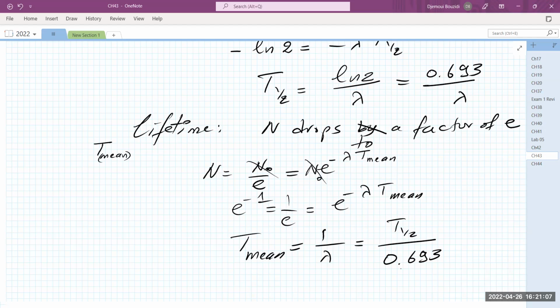So that's by definition what the lifetime is. The math is not really hard in terms of this. In terms of applications, we use it in biology. We use it in carbon dating because we know carbon is used for.